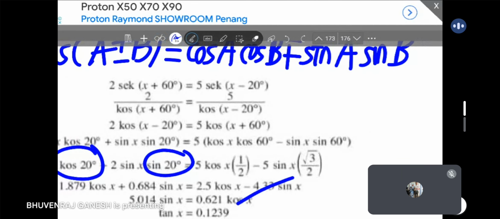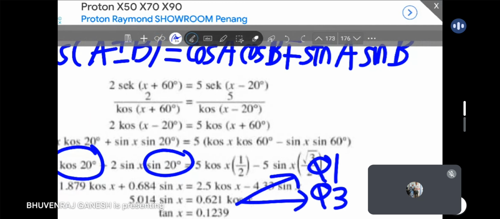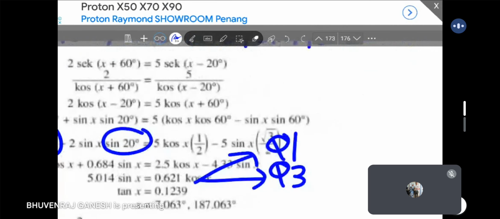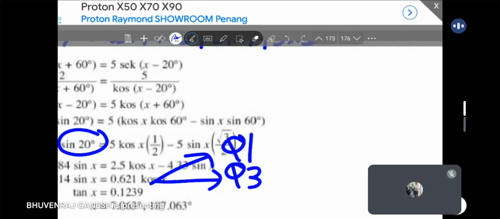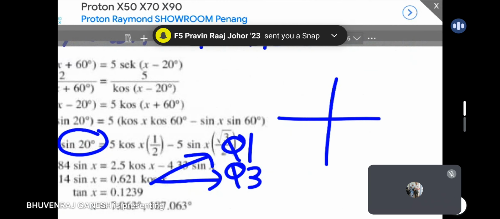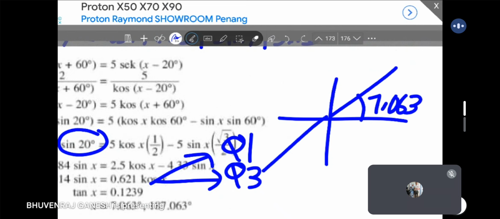So you will get tangent x. Okay, so tangent x positive, again quadrant 1, quadrant 3. Okay, so shift tangent, 0.1239. So sudut rujukan, this is your reference angle, and this one also reference angle.